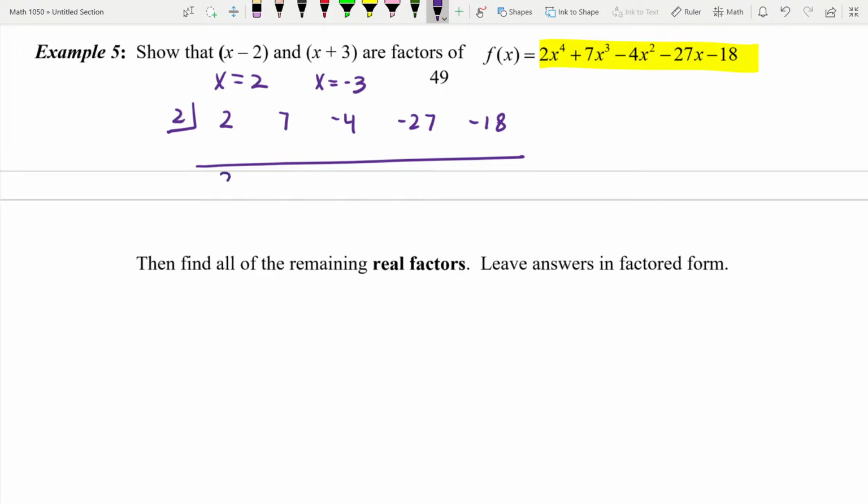Okay. 2 comes down. 2 times 2 is 4. 7 plus 4 is 11. 11 times 2 is 22. 22 subtract 4 is 18. 18 times 2 is 36. A negative 27 and a positive 36 is 9. 9 times 2 is 18, and I'm feeling really good. Okay, it's a nice little check in the middle of the problem. Am I doing this right?